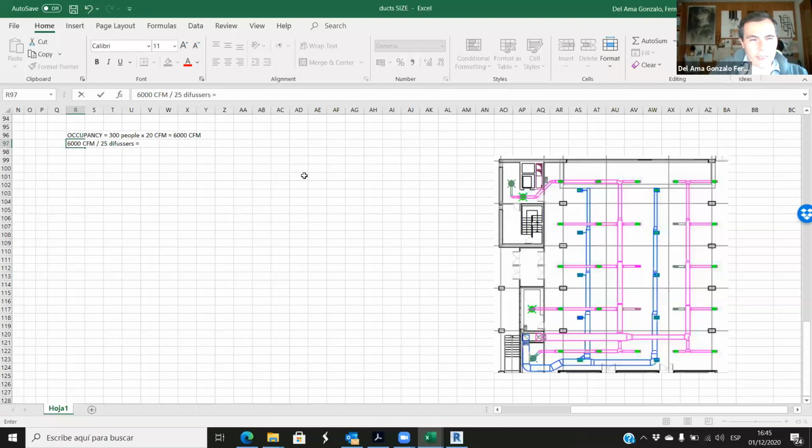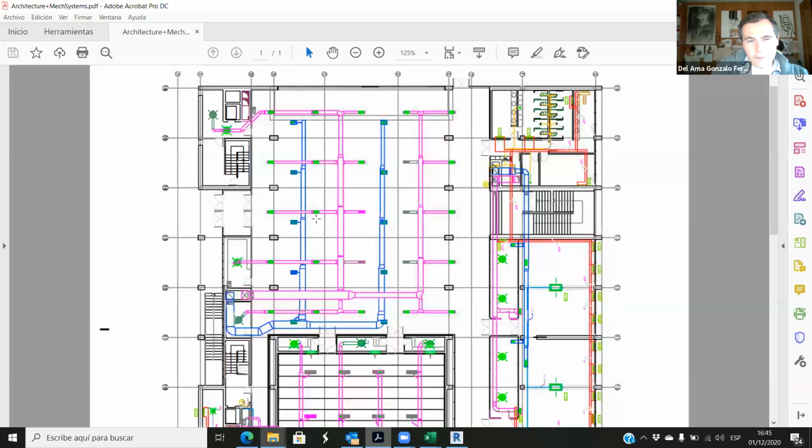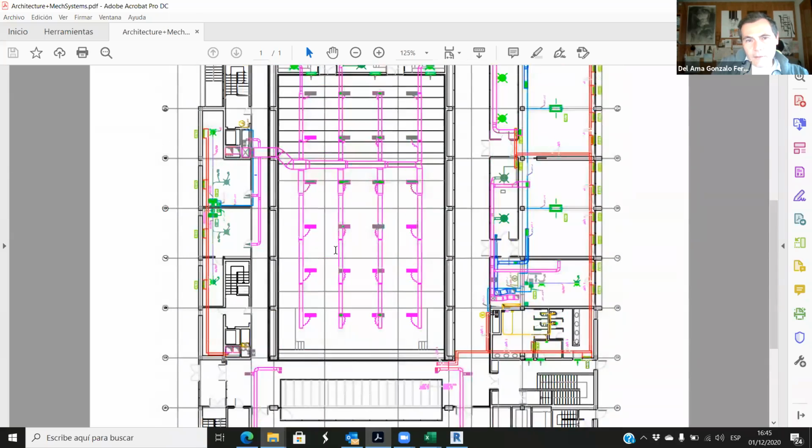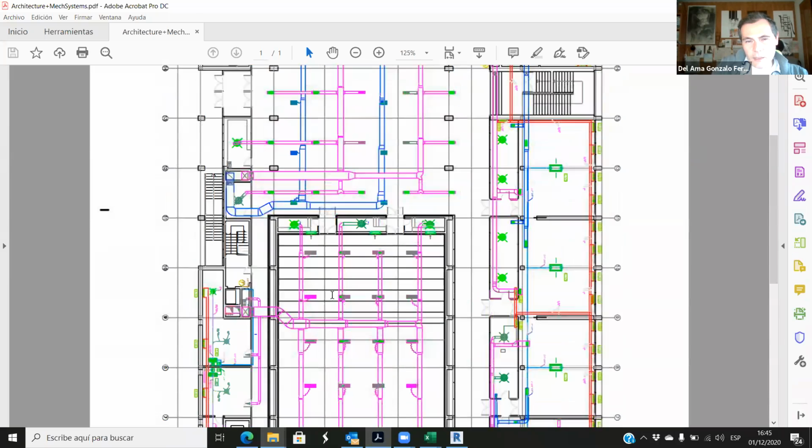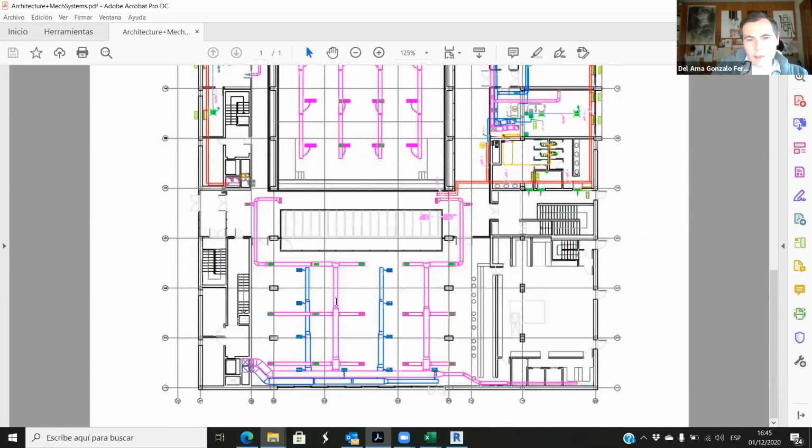Okay, so this is just in case you are working with something that is not the Revit file. I will provide you, first you have to let me know. Then I will provide you with this file, with this building, and then you have to work with these three spaces. The first space is the lobby, the second space is this auditorium, and the third space is this restaurant.